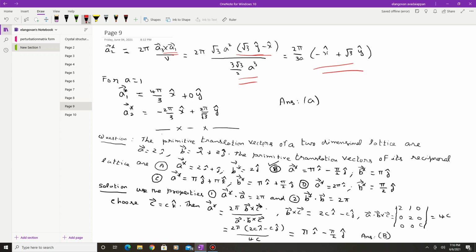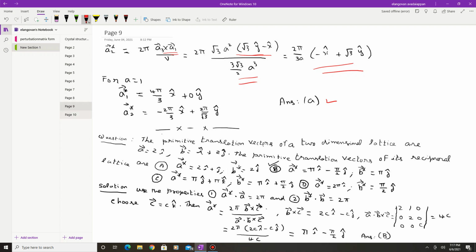Now let us put a equal to 1 unit, because for the problem a is given as 1. So a1 star is equal to 4 pi by 3 unit vector x plus 0 y, and a2 star is equal to minus 2 pi by 3 unit vector x plus 2 pi by 3 y. Among the 4 options, option A is the correct one. So this can be done in that way.